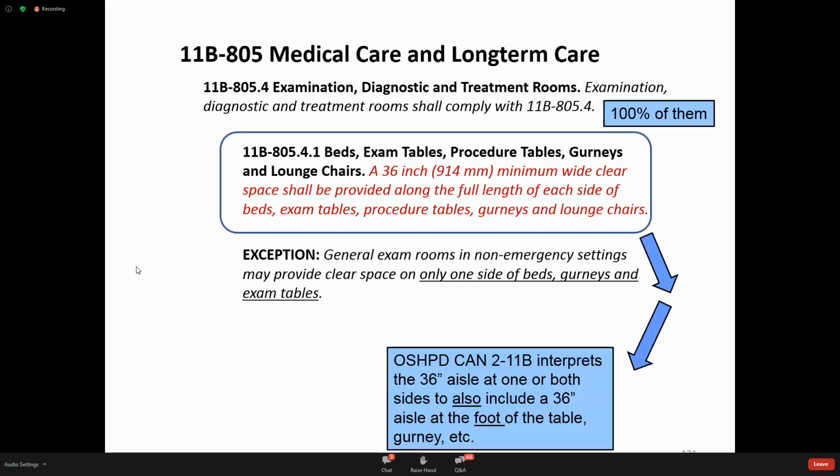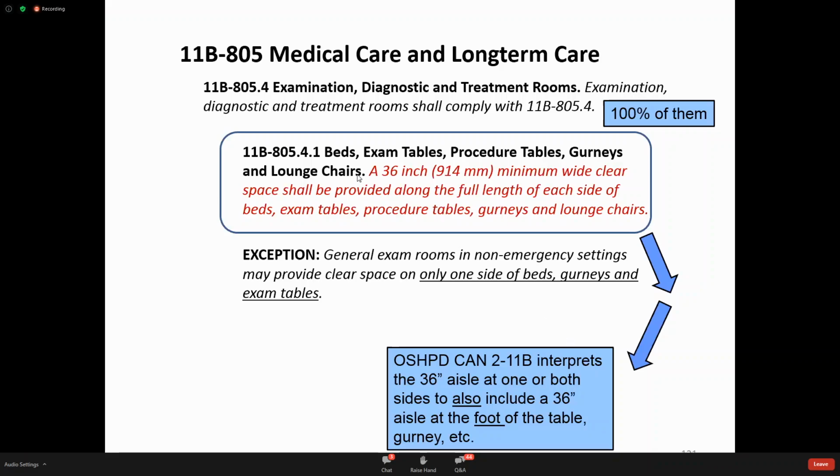Second, I want to point out OSHPD's CAN interprets that this clearance includes a 36-inch aisle at the foot of the bed. So this is different than what we talked about 5 minutes ago, where OSHPD has a patient bedroom requirement for a 48-inch clearance at the foot of the bed. This is not that.